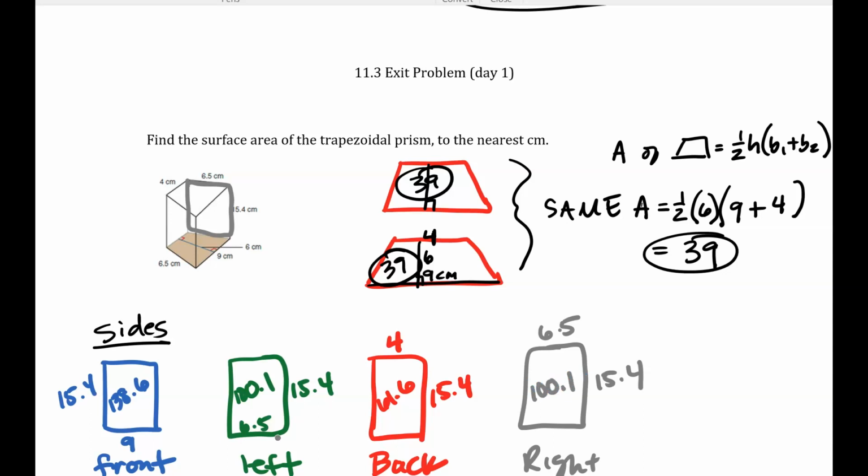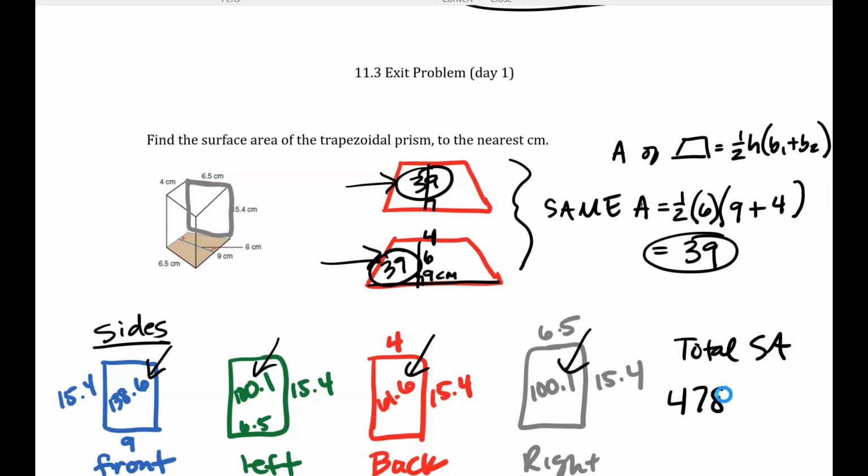So now what I'm going to do is add everything up, and that's going to be my total surface area. We're going to add the 39, 39, and these four numbers. So total surface area, when I add that up, is 478.4 square centimeters.